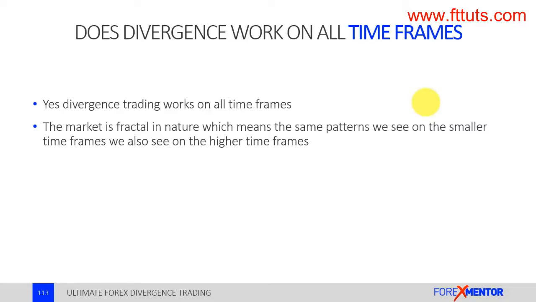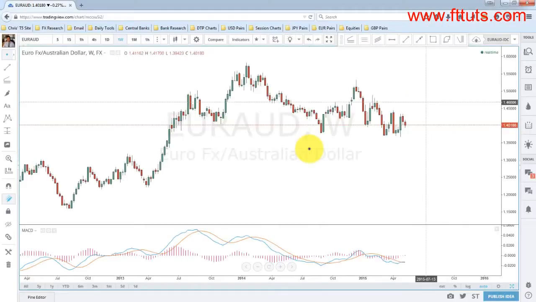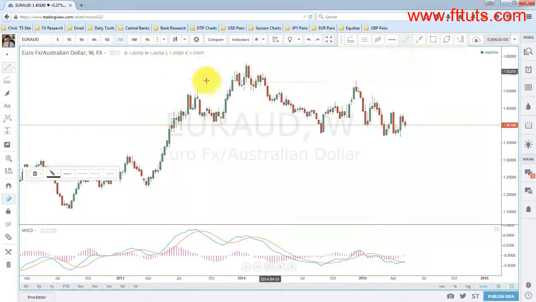If you're trading 5-minute intraday charts, if you're trading hourly or 4-hour, more of a medium term setting, or if you're trading daily and weekly and position trading charts, divergence trading will work for you. Okay, let's take a look at some examples on the price charts. Here's a 1-week chart, a weekly chart. So if you're looking at positions, this is what you want to do.